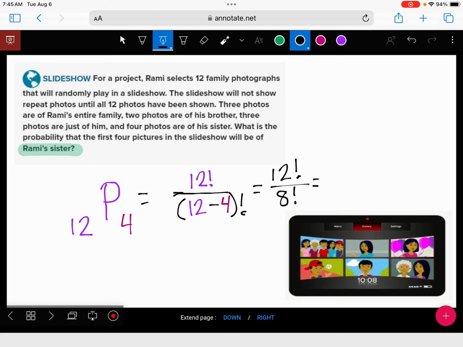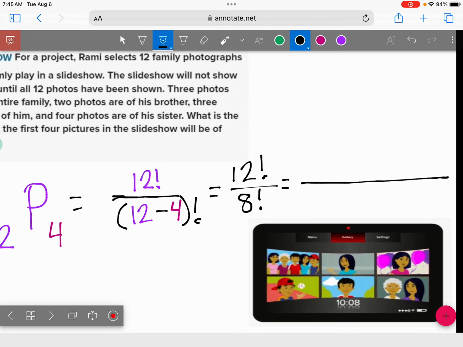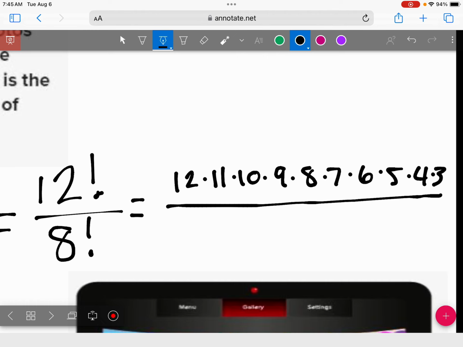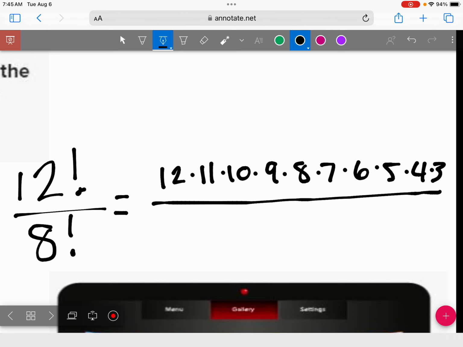When we do that, if we look at this, and I was to write everything out, you don't need to write the whole thing out. I'm going to show you what you do. 12 times 11 times 10 times 9 times 8 times 7 times 6 times 5 times 4 times 3, blah, blah, blah, times 2 times 1.